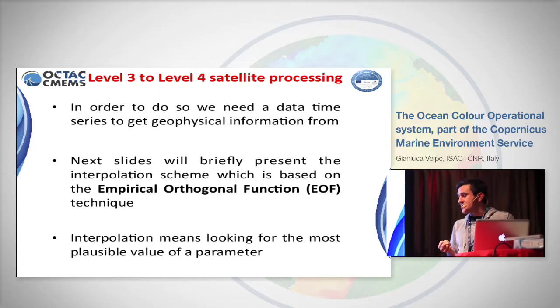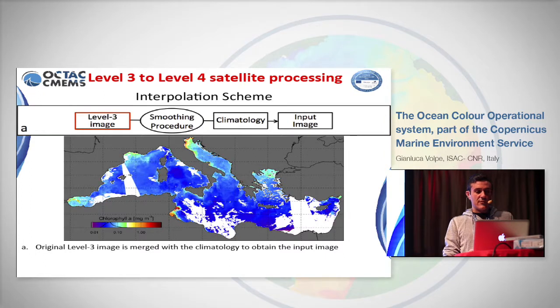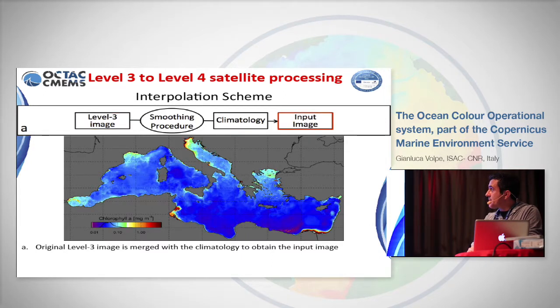Interpolation means basically trying to imagine what is the most plausible value for that variable, for that parameter, in that precise space and time. And we use the climatology as a first guess for this value. We use the climatology to fill the original level 3, which is the output from the level 2 to level 3 processing chain, as a first guess to create the input image.